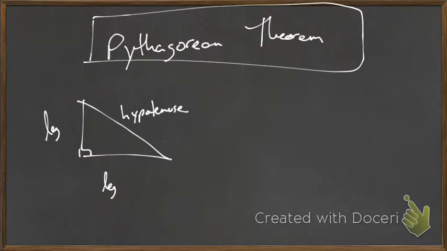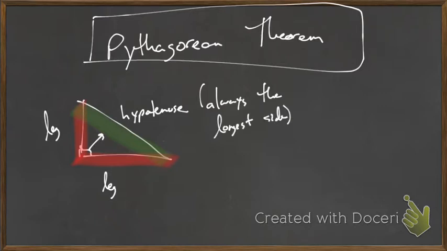Now the legs, they're the two sides that make the right angle. Are you seeing that these two sides right here make the right angle? You guys see that? The hypotenuse is opposite that right angle. Fun fact, it's always the longest side. So if you get an answer, you better make sure that your hypotenuse is the longest, right?